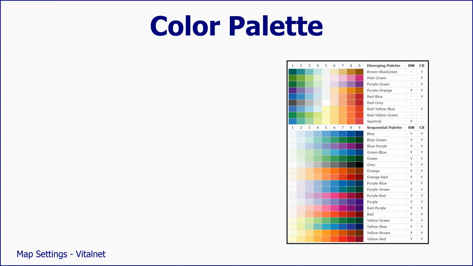Setting number 1 is color palette. Vitalnet includes 27 color palettes for coloring maps. That is a huge amount of choice. Just pick whichever one you like best.